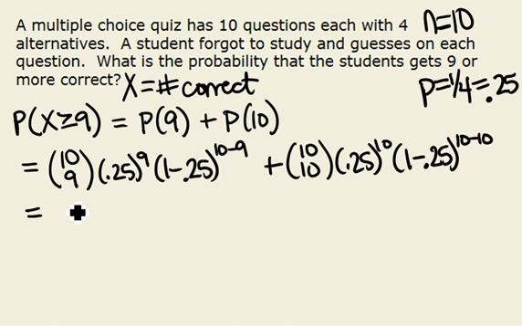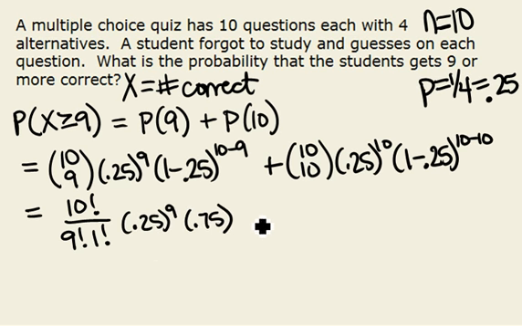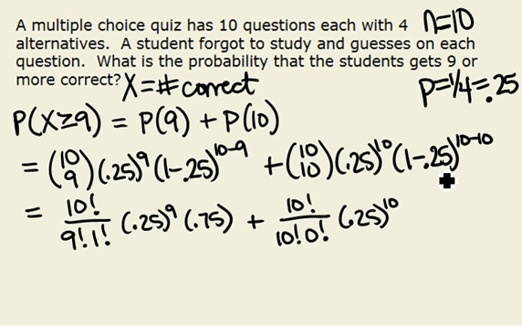So let's write what these combinations are. 10 factorial over 9 factorial times 1 factorial, times 0.25 to the 9, and then here we've got 0.75 just to the first power. 10 choose 10 is 10 factorial over 10 factorial times 0 factorial, times 0.25 to the 10, and this last term is 0.75 to the 0. And if you raise anything to the 0 power, that's just 1, so we'll leave that term off.